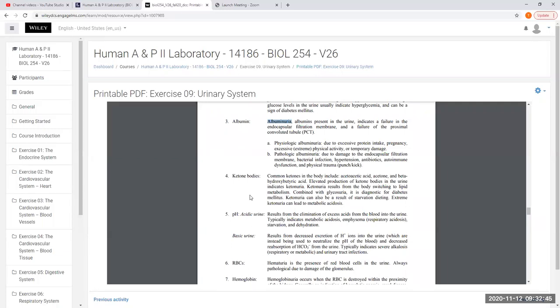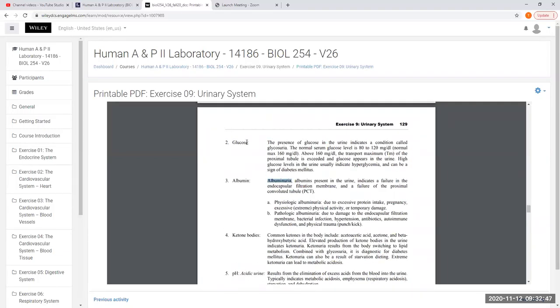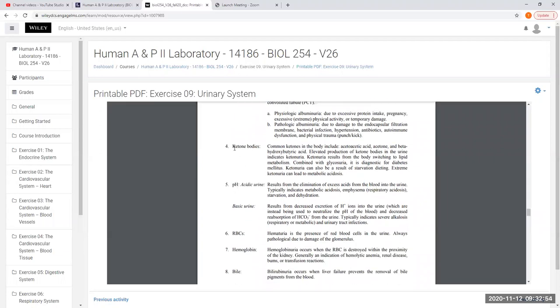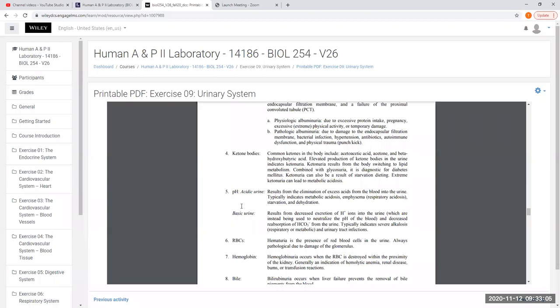Now, the next one that we're going to worry about, so we're going to deal with glucose on a urinalysis. We're going to deal with protein, not just albumin, but protein in the urine. Ketones. I got to tell you what ketones are. We're going to deal with those. And then we're going to deal with pH. The rest of them we're not really going to get into. Well, I think we do the leukocytes and blood. I'll pull it up in a second.